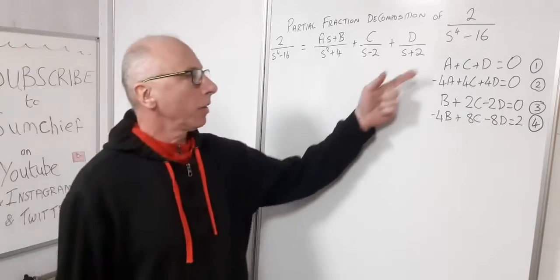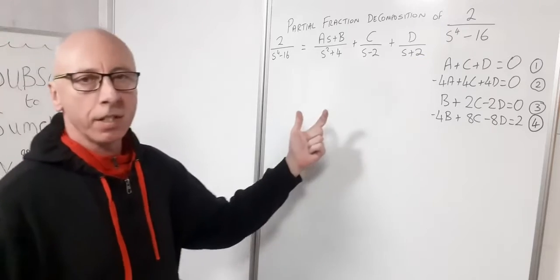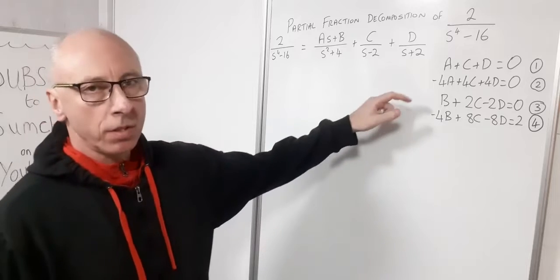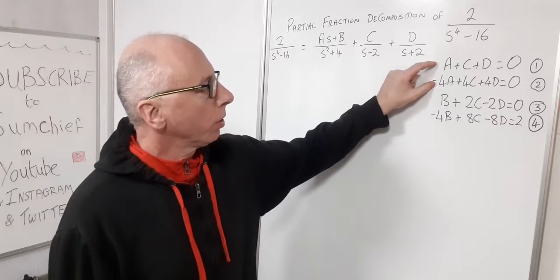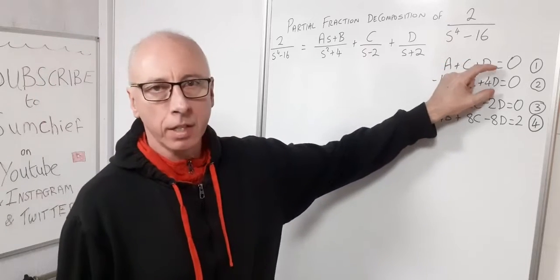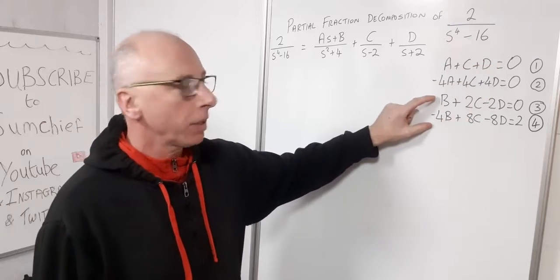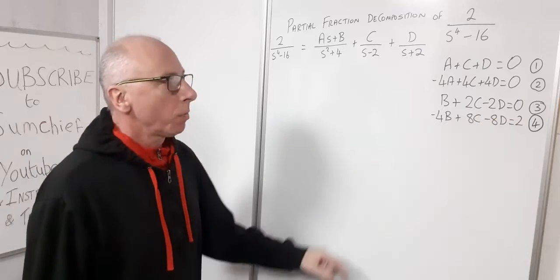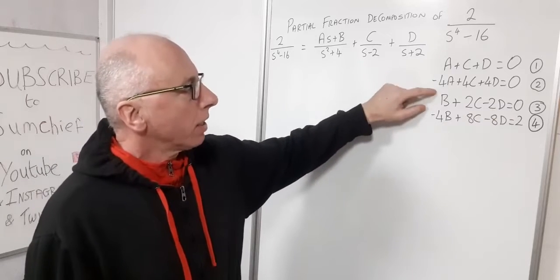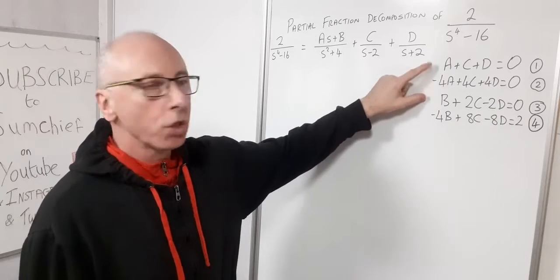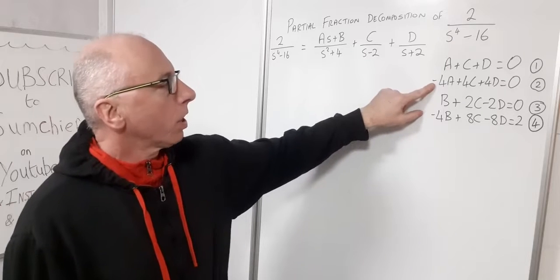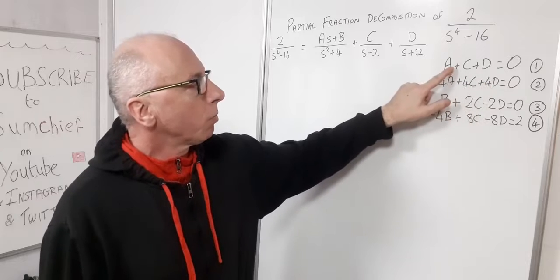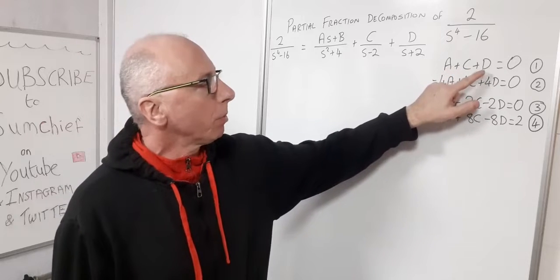Okay, now I've got my 4 equations here. Let's see if we can solve for a, b, c and d. Now you'll see here I've lined them up. 1 and 2 have a, c and d variables, and 3 and 4 have b, c and d variables. So I'm going to try and match these up and see if we can do some sort of substitution. So equation 2 is minus 4a plus 4c plus 4d. Equation 1 is just a plus c plus d.